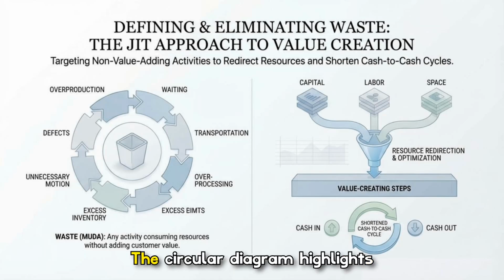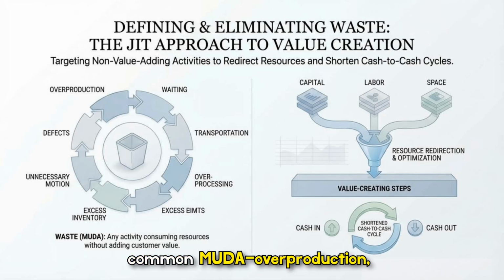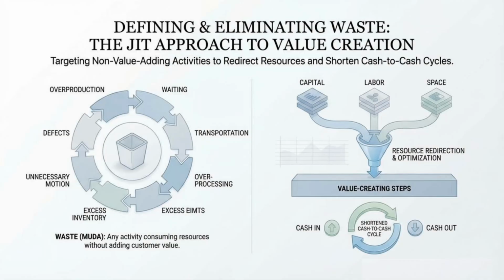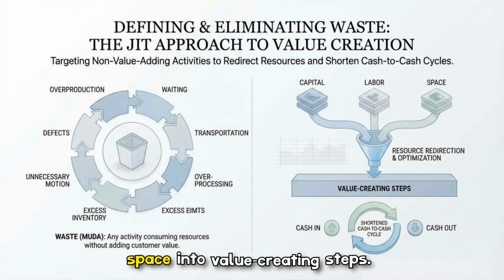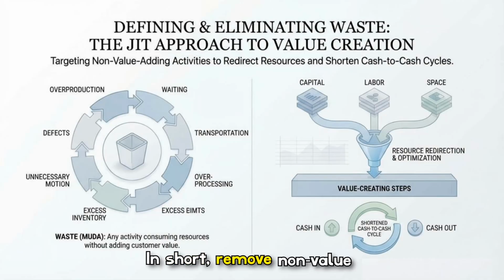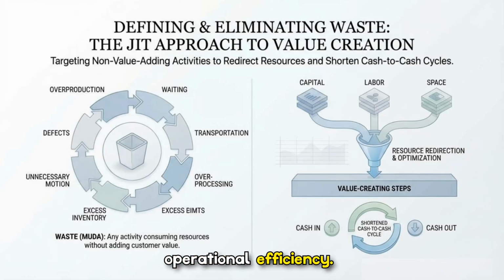This slide defines waste in the JIT context and shows how to eliminate it to free up resources. The circular diagram highlights common MUDA: overproduction, waiting, excess inventory, defects, and more, while the funnel graphic illustrates redirecting capital, labor, and space into value-creating steps. In short, remove non-value activities, and you shorten cash-to-cash cycles and boost operational efficiency.